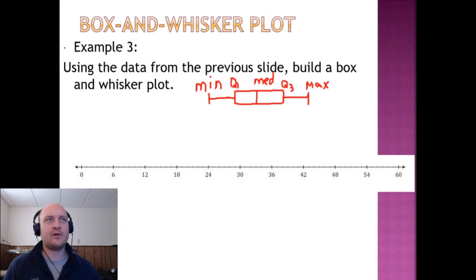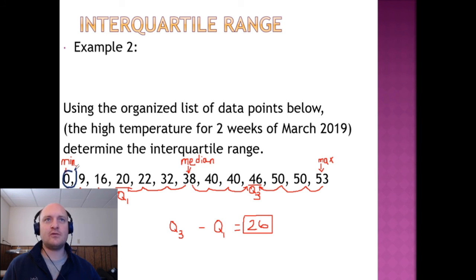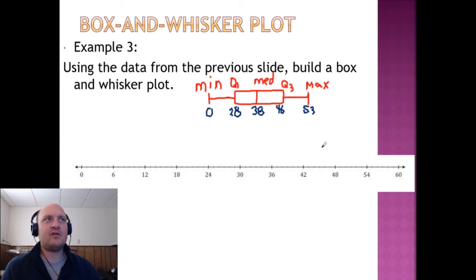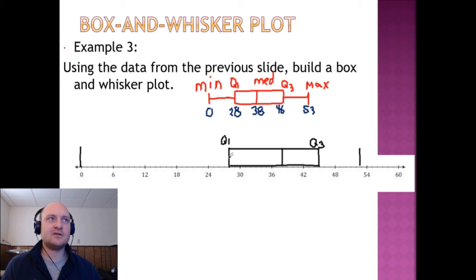We're going to check for the minimum, Q1, median, Q3, and maximum. Those values are 0, 20, 38, 46, and 53. Now that we have those 5 values, we're going to have to place them on the number line so that this can be to scale. Now we build the box between Q1 and Q3, and the whiskers from the quartiles to the minimum and maximum. And we're done. This box and whisker plot is finished.